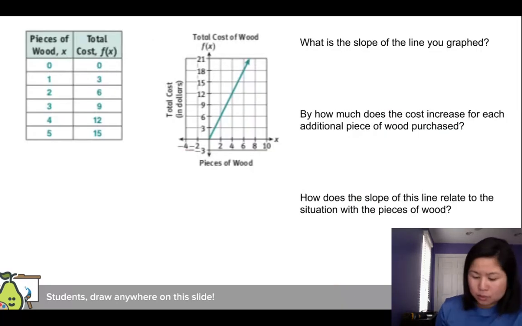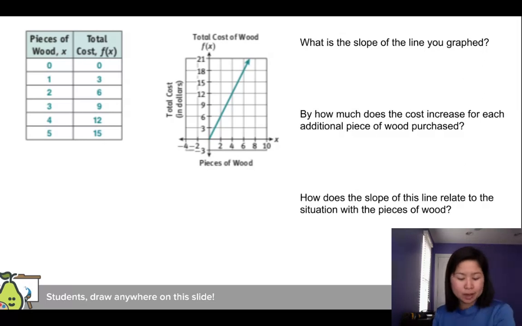All right, so this is a table that's given to you. It's the same problem. We have the pieces of wood. We start from 0, 1, 2, 3, 4, 5. So remember, she's buying $3 per piece. The total cost, when you have 0 pieces, is $0. If you're going to buy 1 piece, you have to pay $3. You're going to buy 2, she pays $6, and so on and so forth.